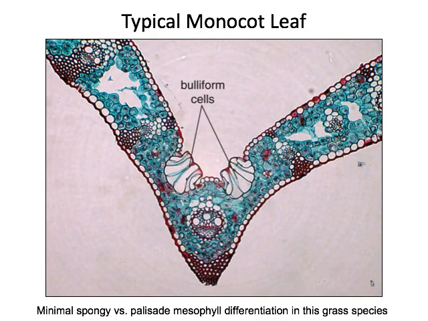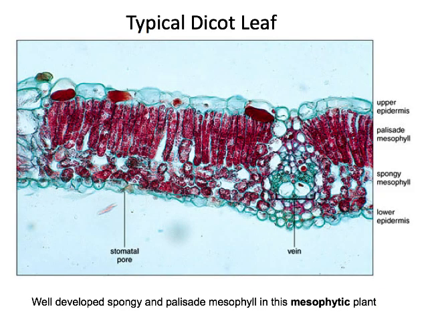In this figure, it shows us a typical monocot leaf. In this case, it's a grass leaf with bulliform cells. When there's insufficient water, the bulliform cells collapse, causing the blade to roll inward and slow transpiration. Here we can see a typical dicot leaf. We refer to this as a mesophytic plant because it just looks like your average leaf with well-developed spongy and palisade mesophyll.